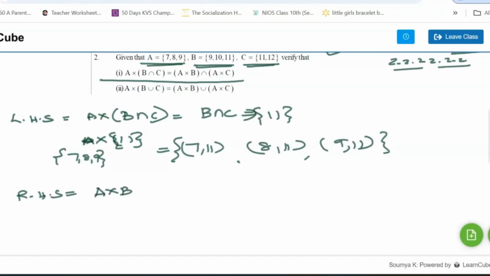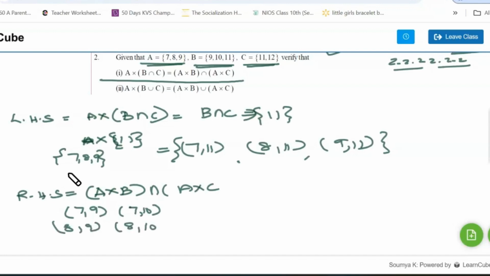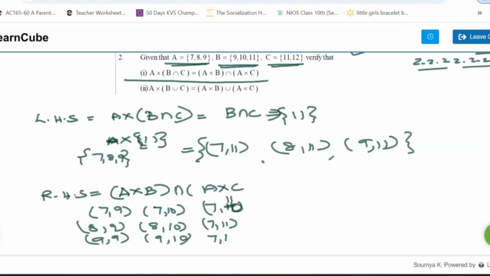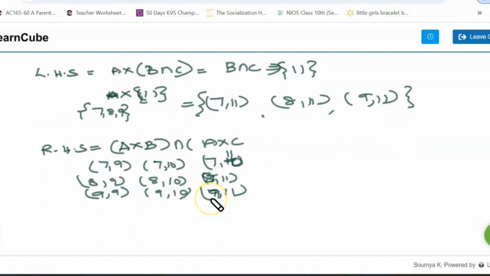In this you have got A cross B intersection A cross C. So just see here A cross B, when you find out, it will be 7, 9, 7, 10, 8, 9, 8, 10, 9, 9, 9, 10. Okay, also 7, 11, 8, 11 and 9, 11. Okay, each element should have the pair, and here this you are getting as A cross B.